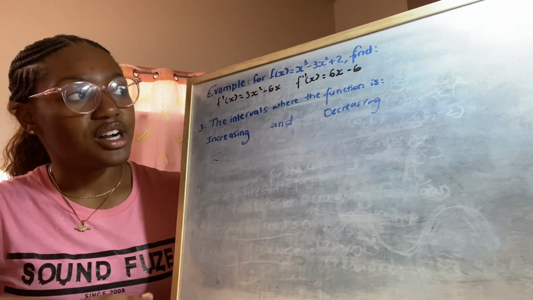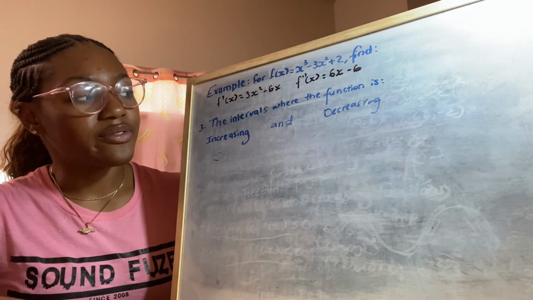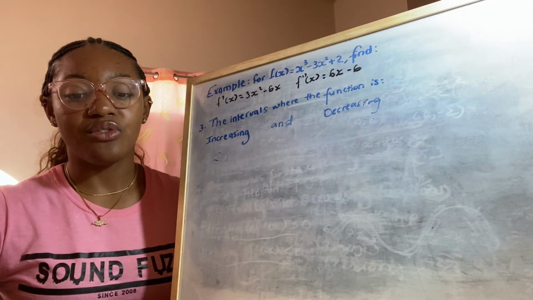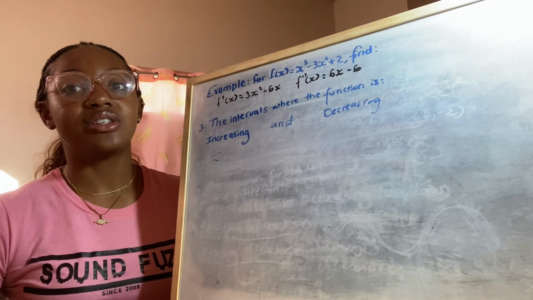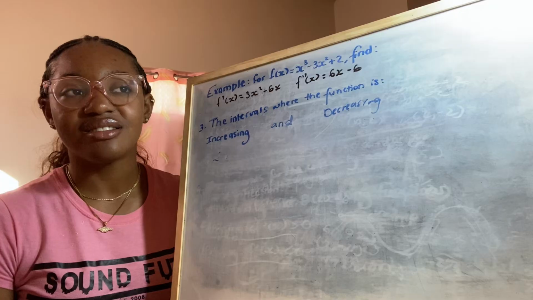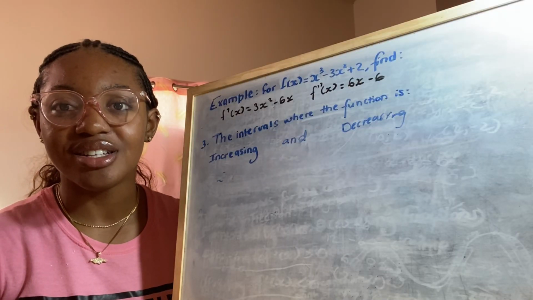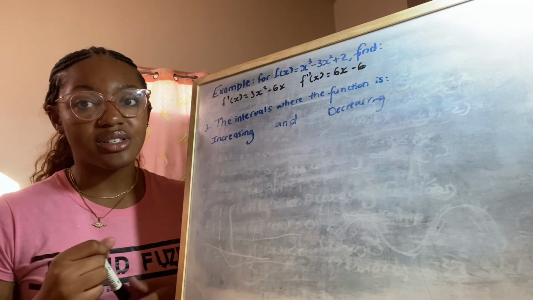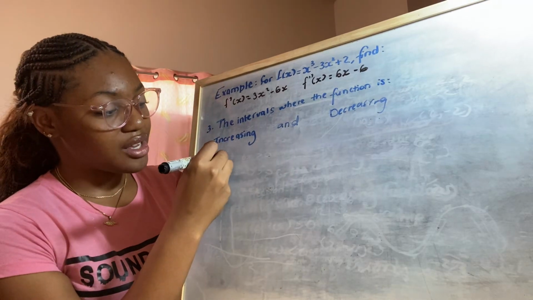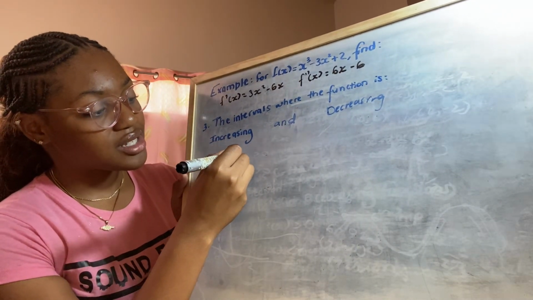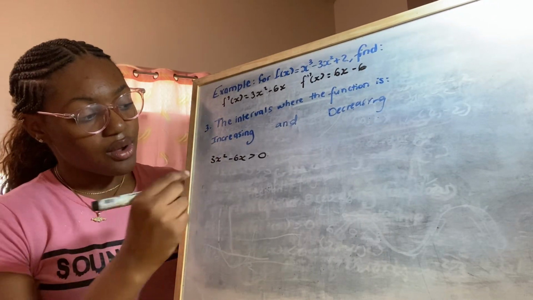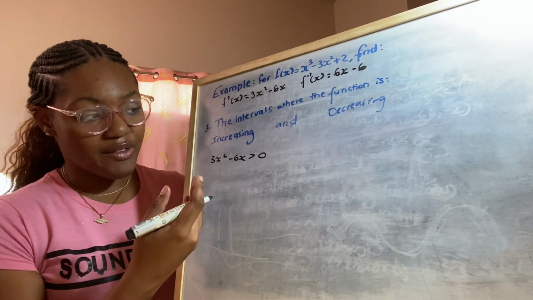So here we have the third part of the question where we want to find the intervals where the function is increasing and decreasing. And recall for increasing and decreasing functions, we use the first derivative. So here, for the increasing, we're going to have that the first derivative, 3x squared minus 6x, is greater than 0. We're going to just factor out normally. We'll have a quadratic inequality.